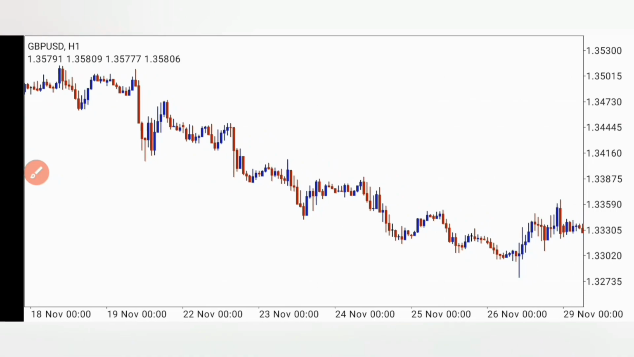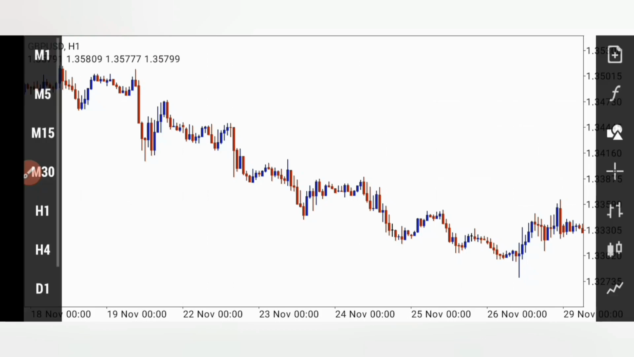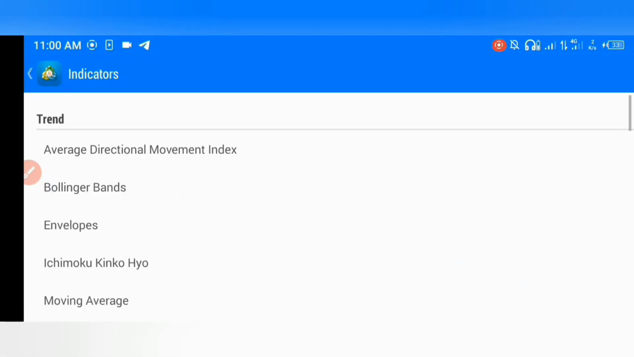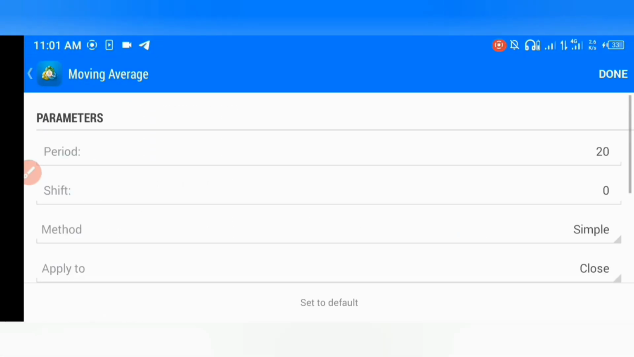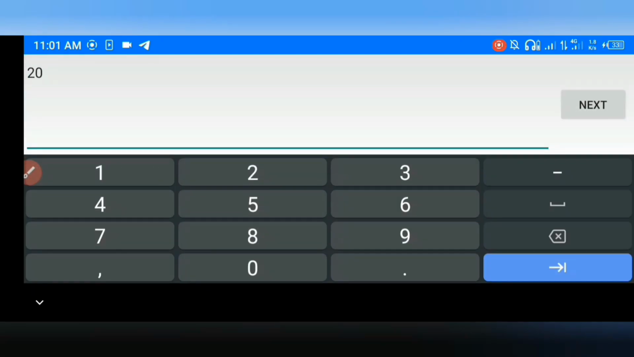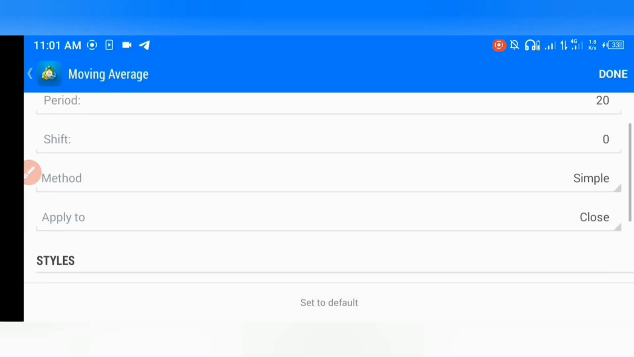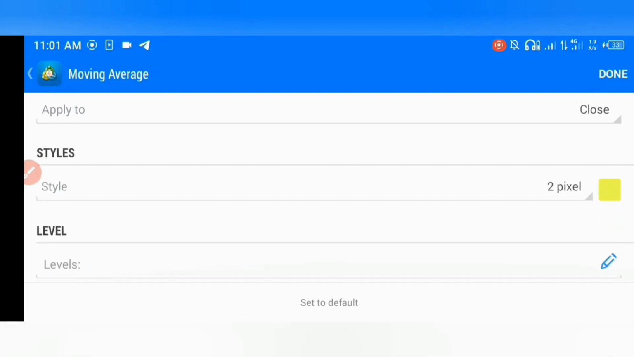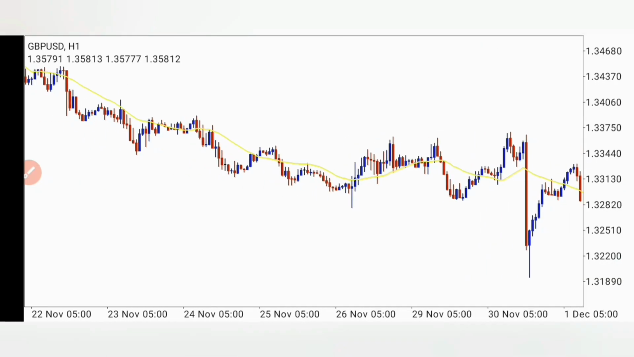But if you're like me and you don't want to stress yourself, you can have an indicator do that for you. What you have to do is just tap it here when you're in landscape. You see this F button right here, just hit the F button, and go over to the moving averages. Set the period of this to be 20 and hit next. Done. Then the shift should be 0, which is very important. Pixel should be 2, and the color of this one should be yellow. Just hit done on that one, and you have this.